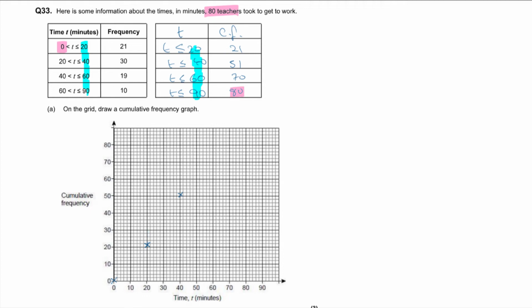Next one, 60 versus 70. And then 90 versus 80.